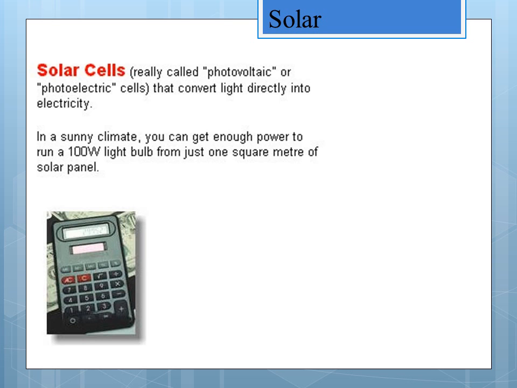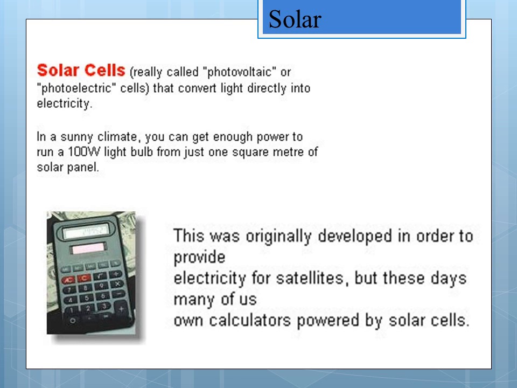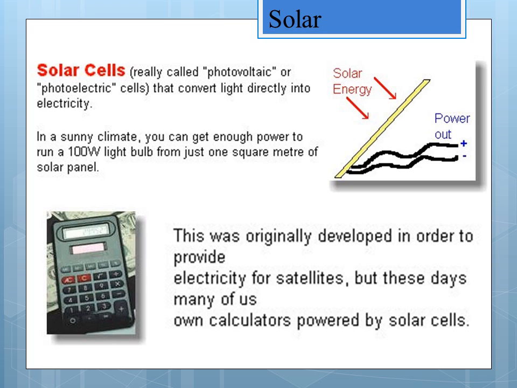Solar power. This is becoming more and more accessible for homes, but we are all familiar with this from calculators. You have a solar cell, or more commonly called a photovoltaic or photoelectric cell. It converts light directly into electricity. If you live in a sunny climate, you could actually use this in your home, but it's very, very efficient to use it in your calculator.